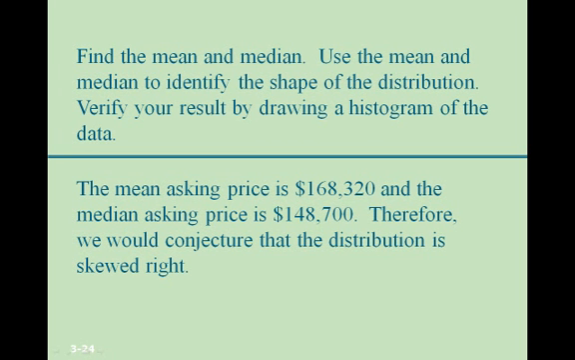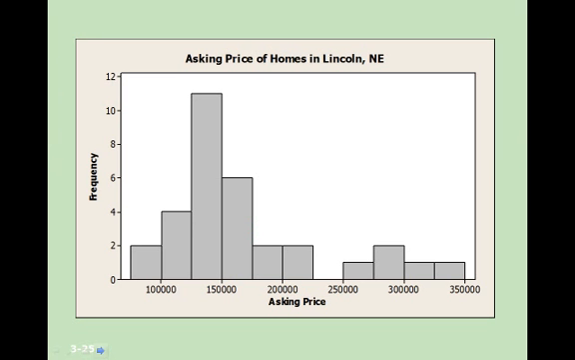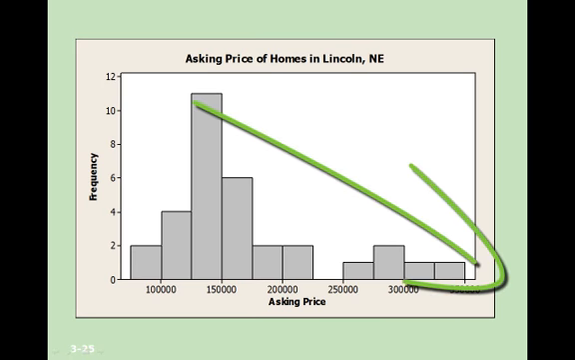$148,700. So notice that the mean is substantially larger than the median, which would indicate from our pictures before that the distribution is skewed right. And here we see our histogram of our data, and notice that it is skewed right. The majority of the values is on the left side as it trails down to the right.